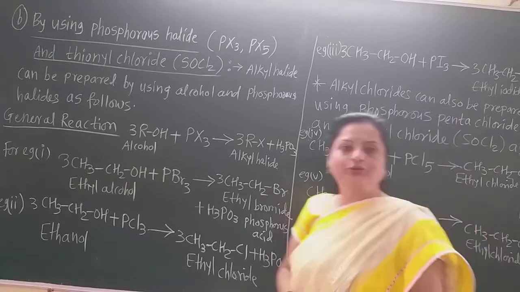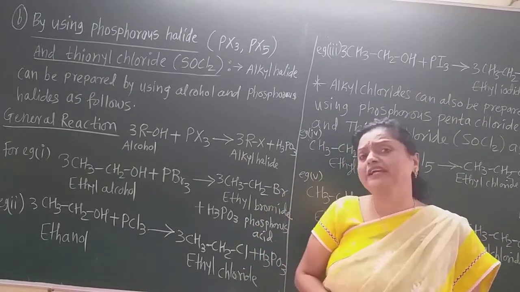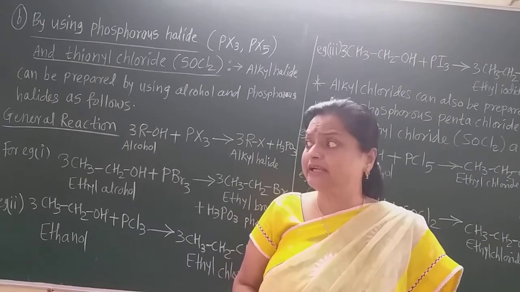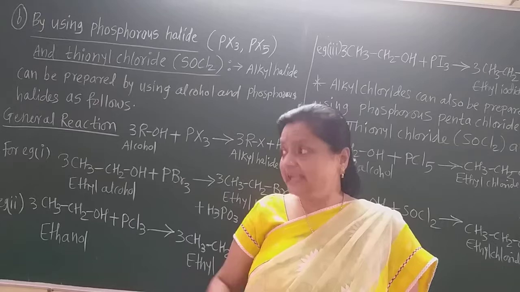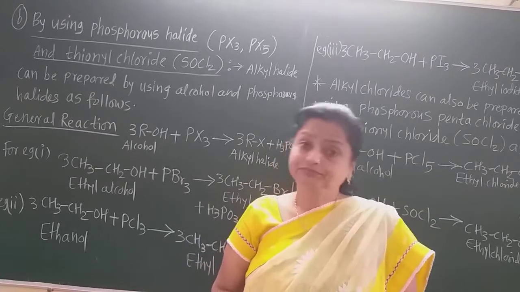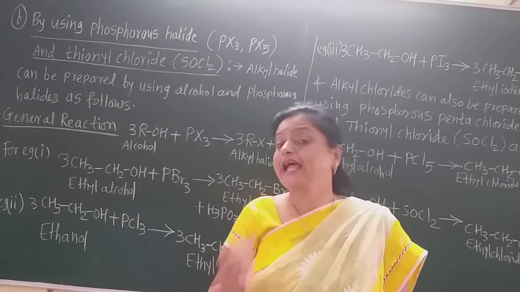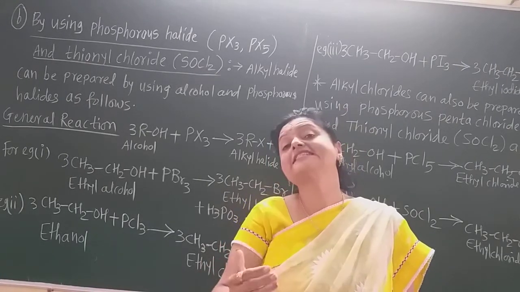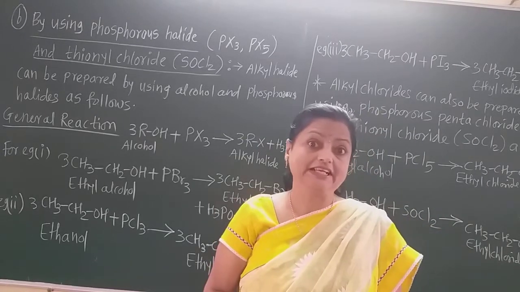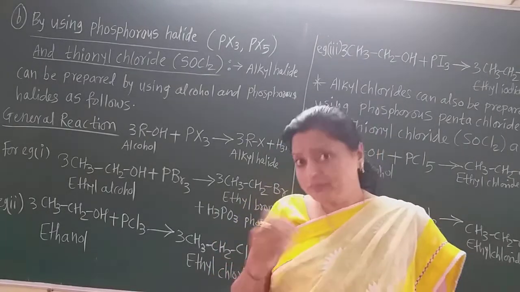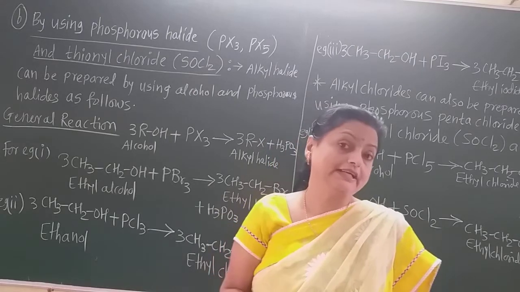Again, welcome into the 12th science chemistry class. From the last few lectures we are learning chapter number 10, that is the halogen derivatives. In that chapter we have learned the definition of halogen derivatives, then the classification of halogen derivatives, then the nomenclature of halogen derivatives. Now from the last lecture we are learning the methods of preparation of halogen derivatives.